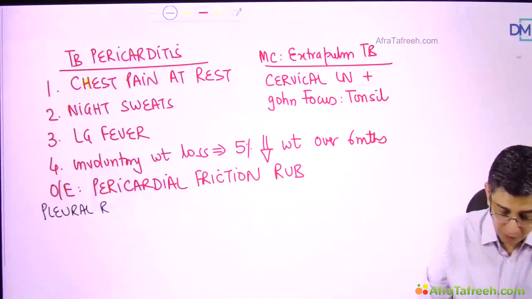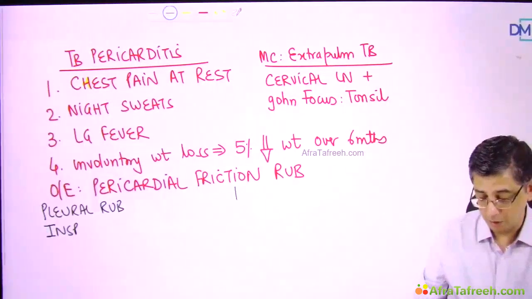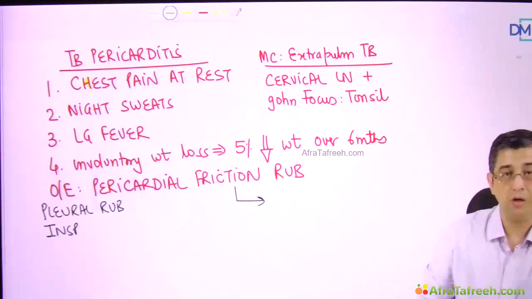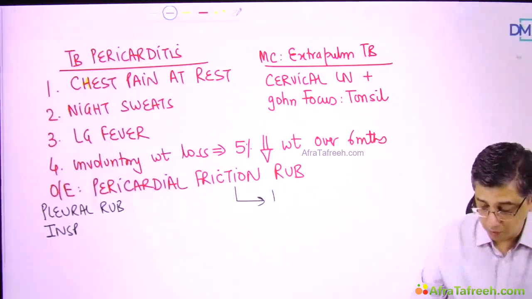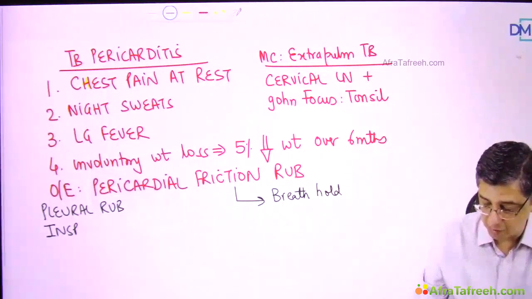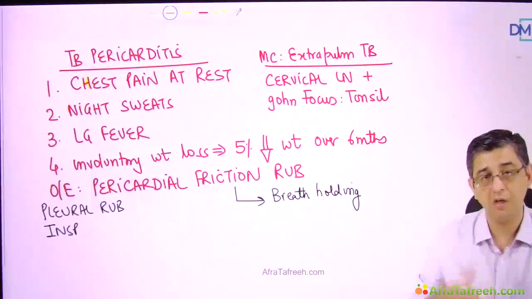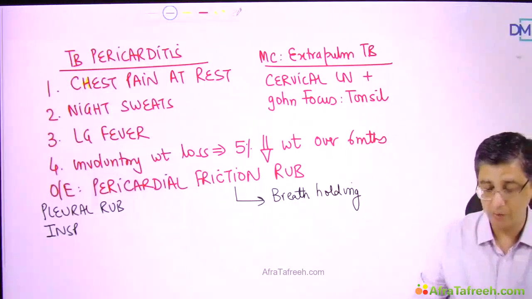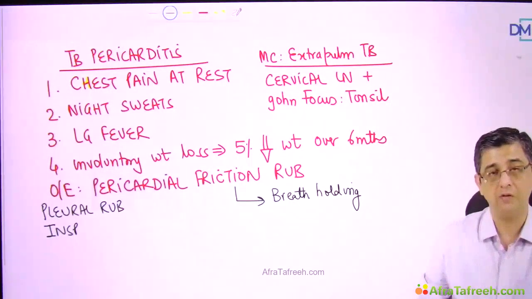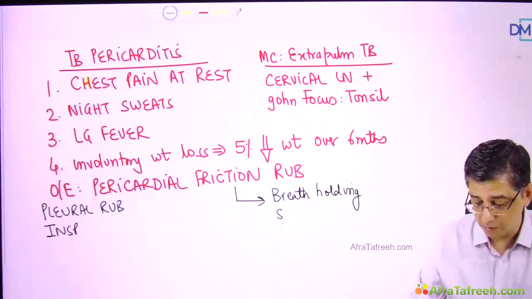Pleural rub is heard only in the phase of inspiration, but pericardial friction rub can be easily differentiated from pleural rub by breath holding. Please appreciate that if a person has a scratchy sound in the chest, which you suspect could be either pleural rub or pericardial friction rub, what advice will you give? You will ask the person to hold his breath for a few seconds, and when he's holding his breath, you will notice that the sound will still be persisting.